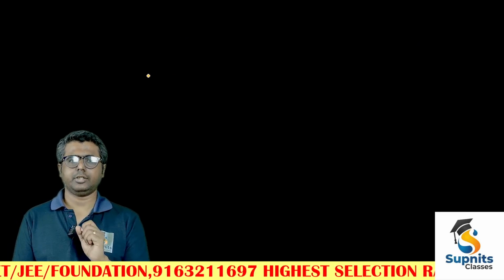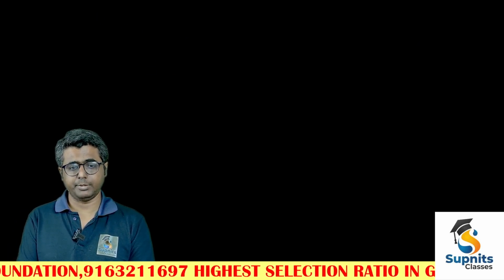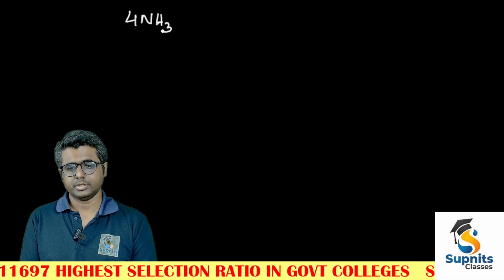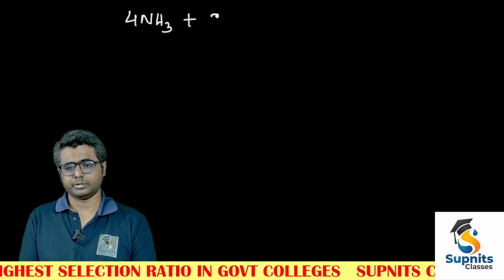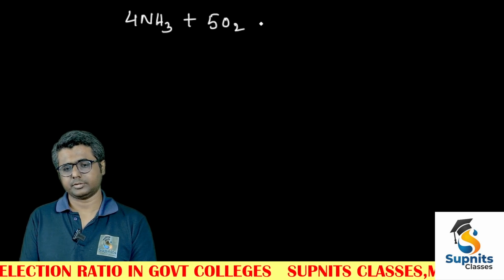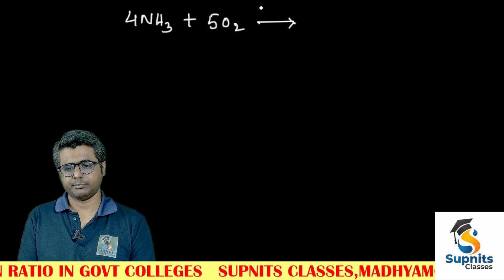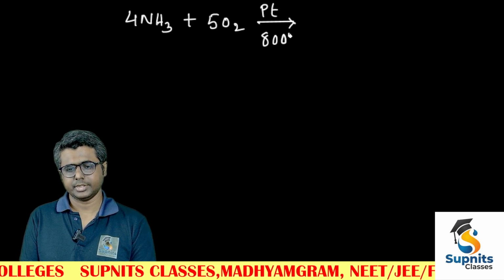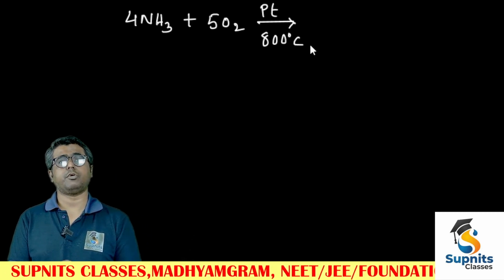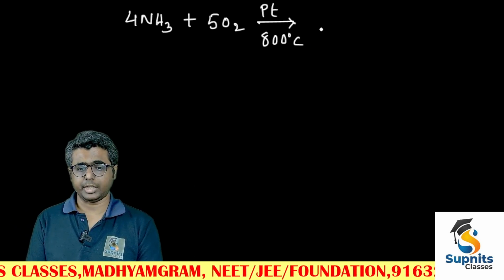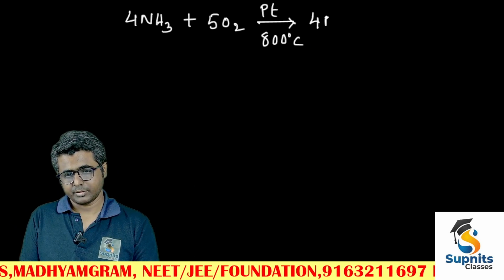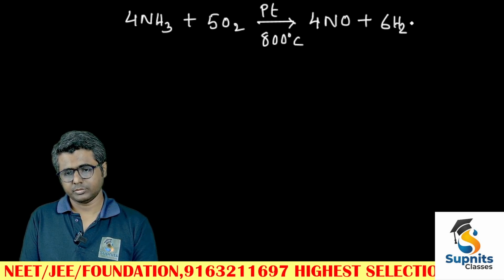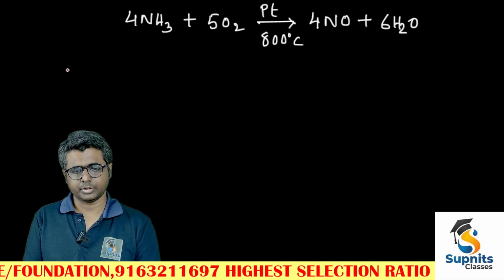Coming to catalytic oxidation of ammonia, this is also a very important reaction. So, whatever observation we are doing, the reactions are also very important. So, never ignore the reactions, balanced reaction is very important. In case of platinum at 800 degrees Celsius, this reaction is the starting point of Ostwald's process, that is also an important point, I will write it down. 4NO plus 6H2O.